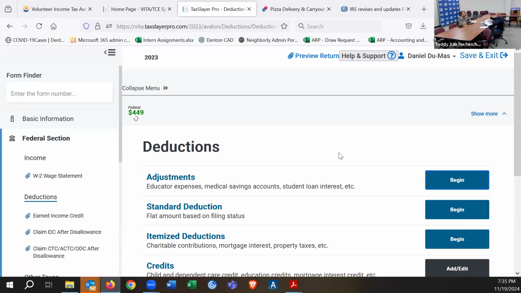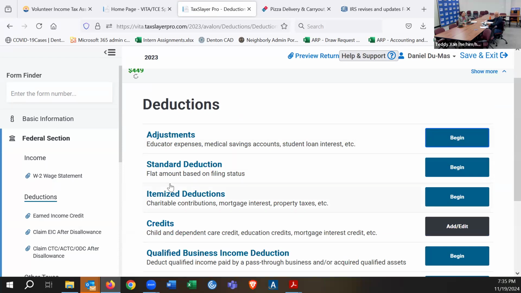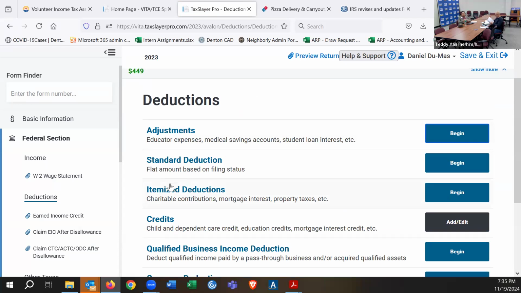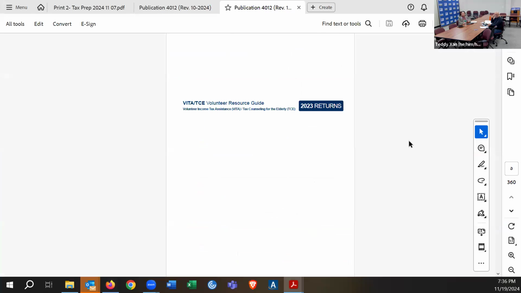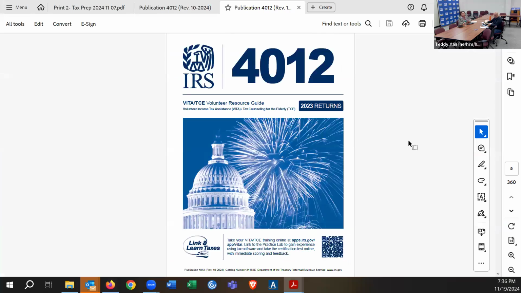Now we start in on the funky things. Out of no particular order, why don't we talk about Danny's desire to claim child and dependent care credit. I'm going to go ahead and pull up the 2023 4012 again, and we're going to take another look at that.